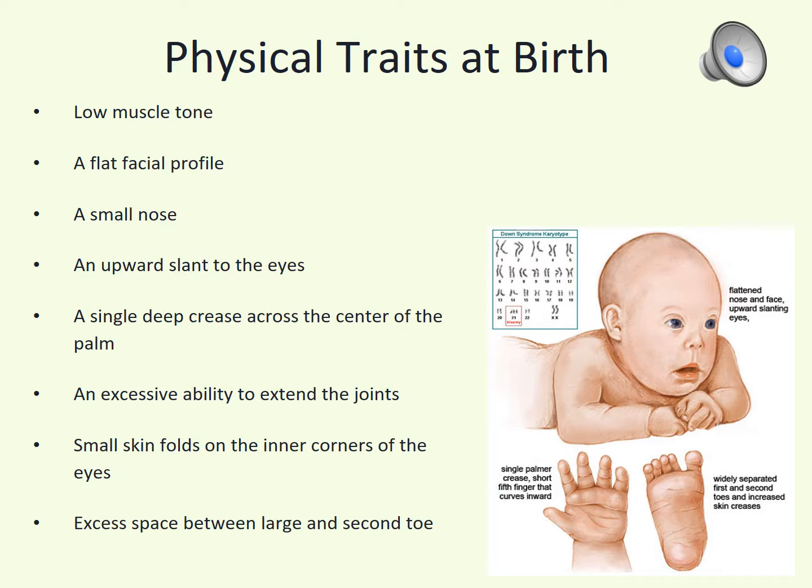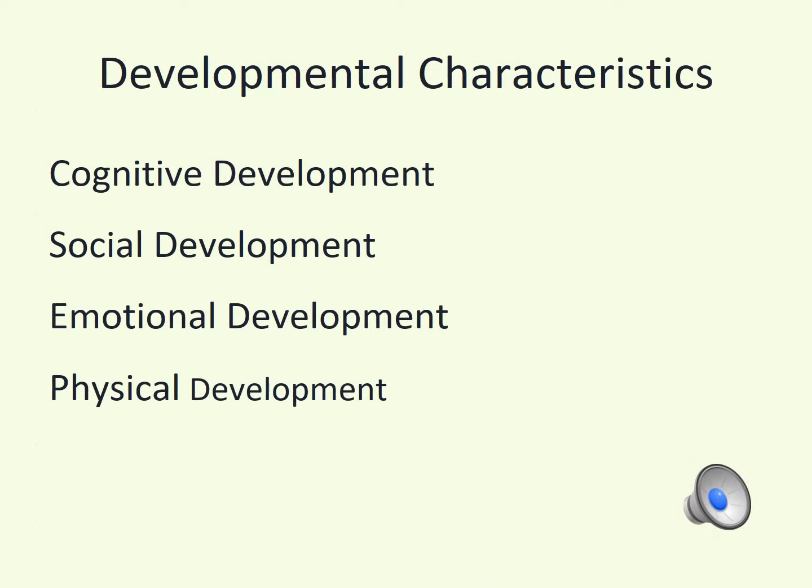Some of the physical traits detected at birth are low muscle tone, a flat facial profile, a small nose, an upward slant to the eyes, a single deep crease across the center of the palm, excessive ability to extend the joints, small skin folds on the inner corners of the eyes, and excess space between the large and second toe. The developmental characteristics that will be discussed are cognitive, social, emotional, and physical.